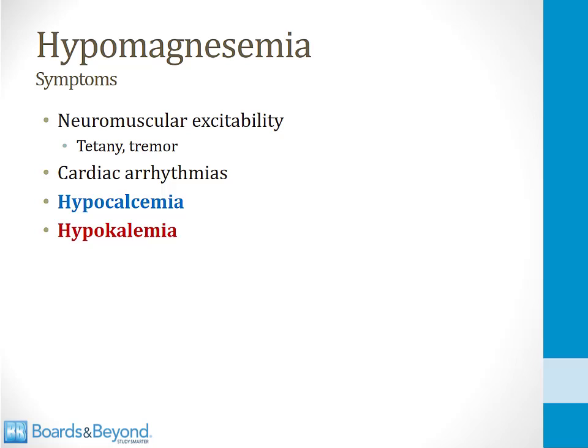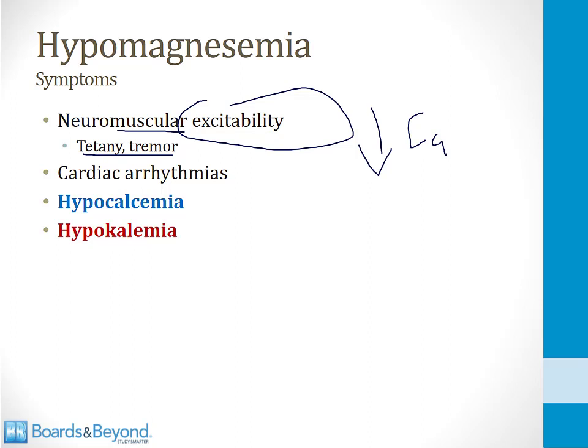Patients with hypomagnesemia also have neuromuscular problems, but in this case it's excitability, very similar to what we described before with low calcium levels. Patients with low magnesium levels can have tetany and also tremor. They can also have a number of cardiac arrhythmias.